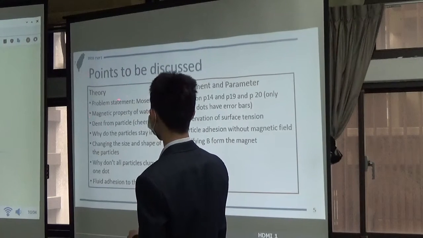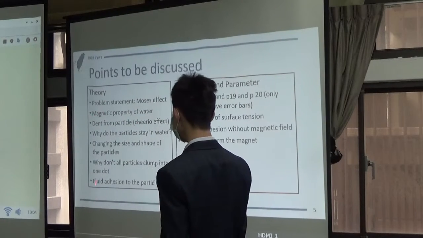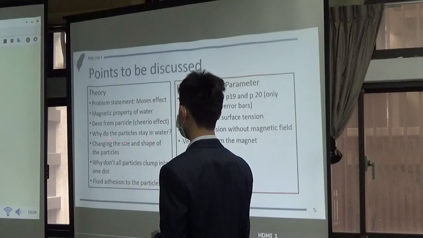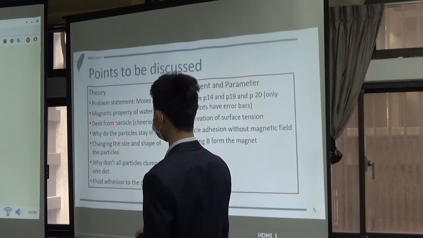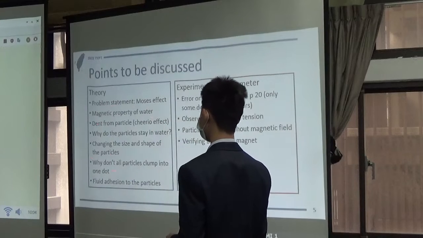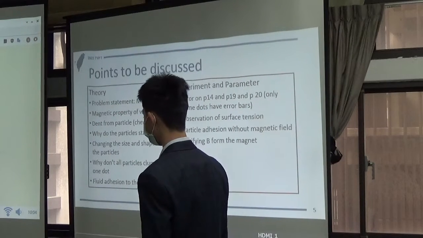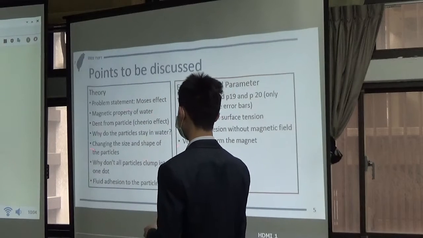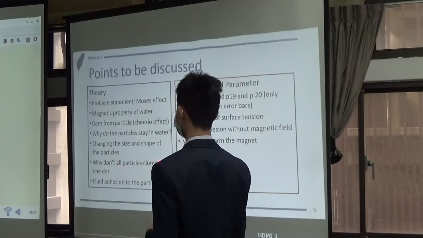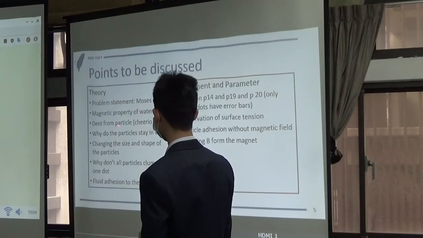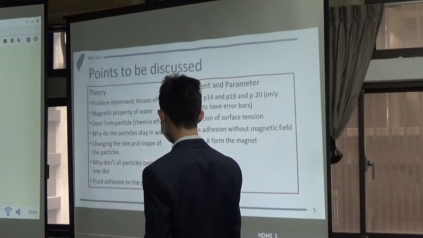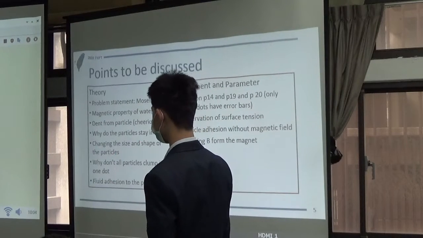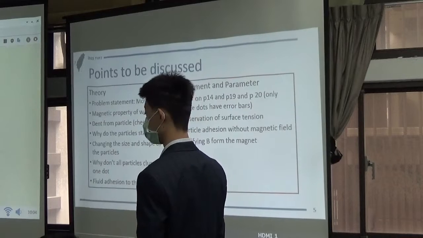For the theory, we would like to discuss more about the problem statement, and we'll also discuss the effect of the magnetic property of water. For example, the diamagnetic and paramagnetic properties of water. And also, we would like to discuss how the effects particles have on each other without applying external magnetic fields. And why do particles stay in water? And what happens if we change the size and shape of the particles? Why don't all the particles clump into one dot? And how does fluid adhere to the particles?